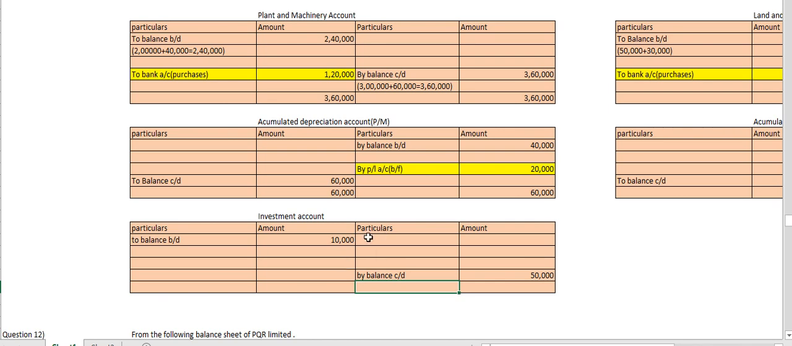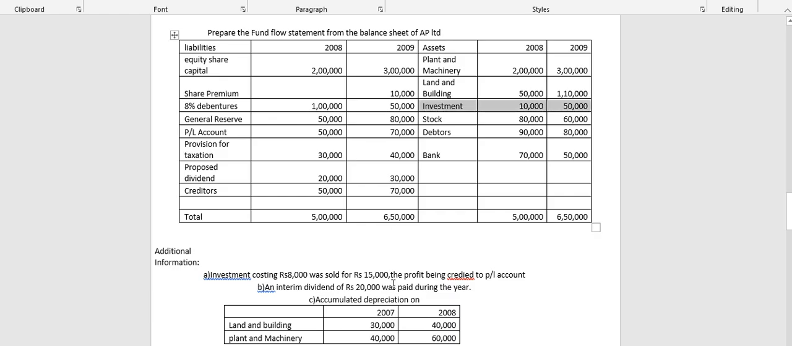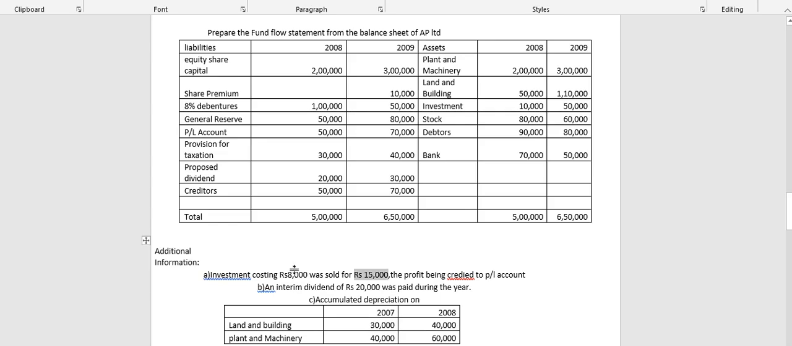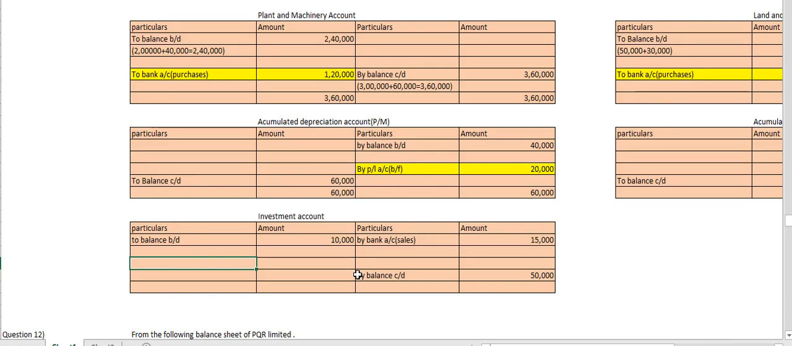So sales has been made. When sales has been made, it will be by bank account because cash is coming into the business. So by bank account, which is nothing but the sales. So the amount is 15,000. So the investment was sold for 15,000. So the sales proceed is 15,000, but the written down value is 8,000. So it is sold on a profit of 7,000.